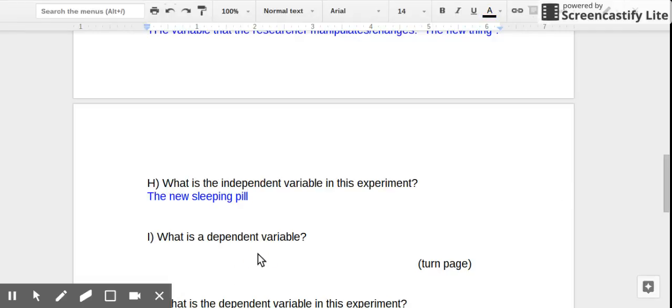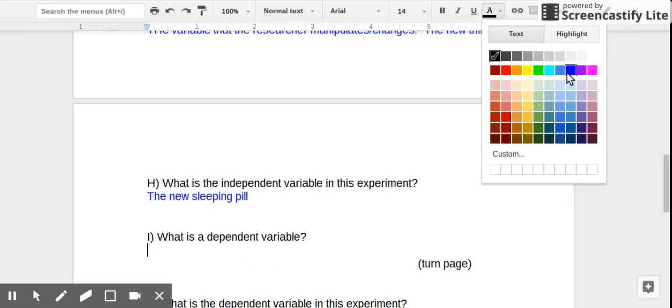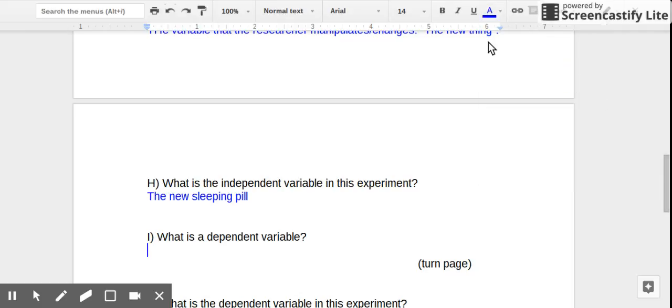What is a dependent variable? It's not the opposite of an independent variable, okay? So don't get confused by that. A dependent variable is the variable that you measure. And remember, vary means to change, so a variable is something that changes. So it's the thing that changes as a result of you giving or treating with the independent variable, okay? So it's the variable that measures the results of the experiment.